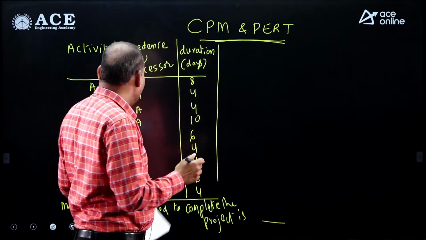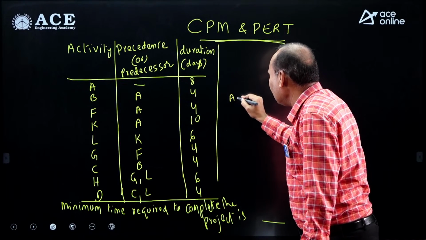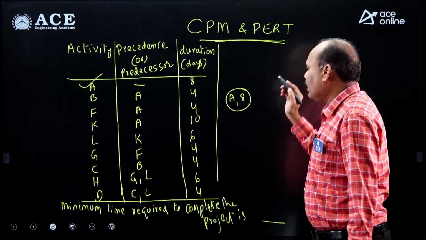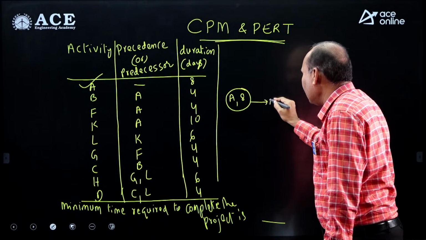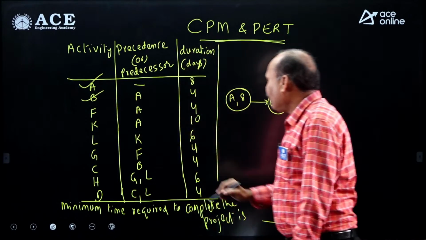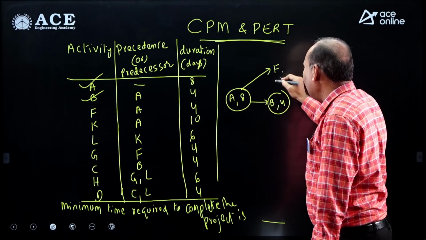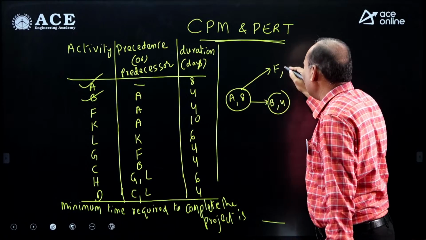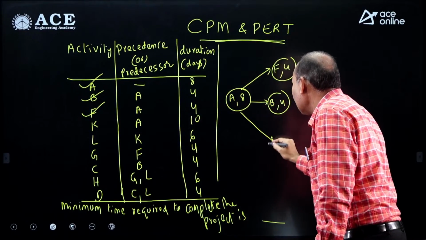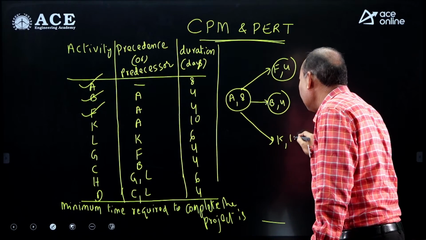So how to draw the AON diagram? The given data is there. A has no condition, so start with A, duration 8. B begins after A, so B starts after A. It is just like an aptitude type. F after A. What is the duration of F? 4. K after A, duration of K is 10.